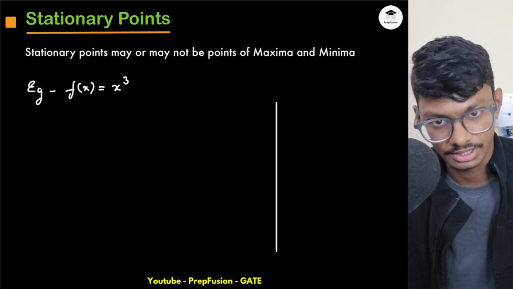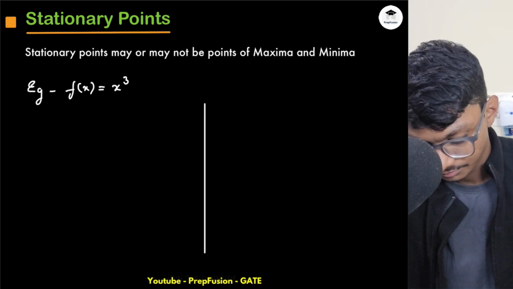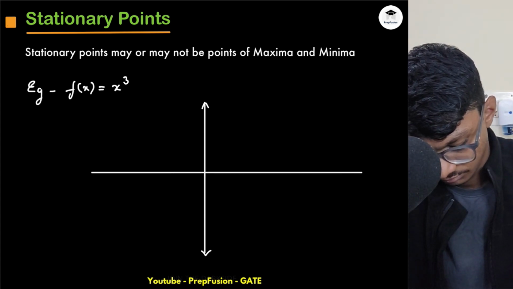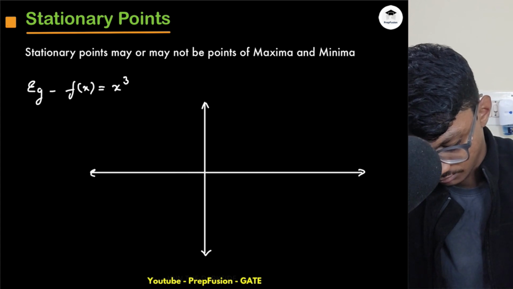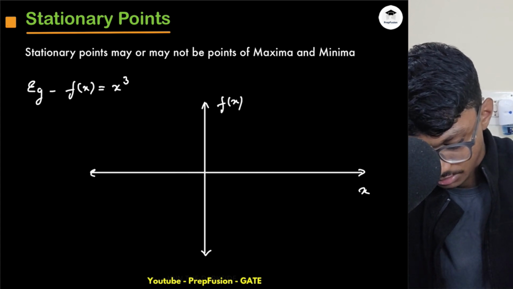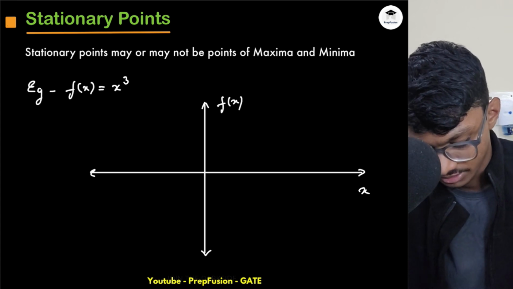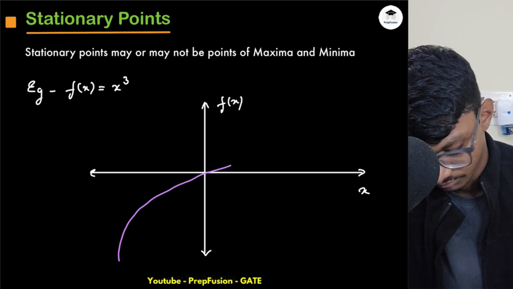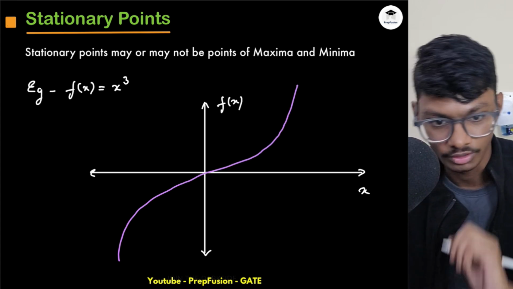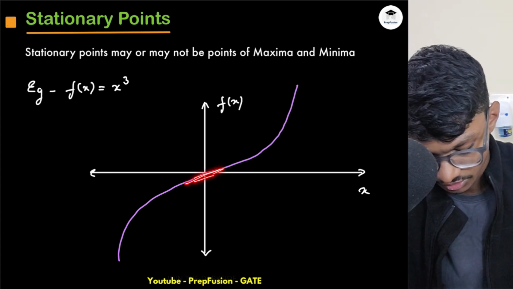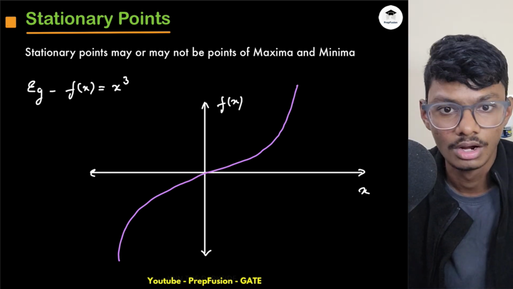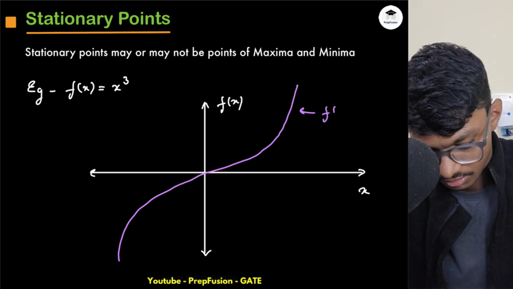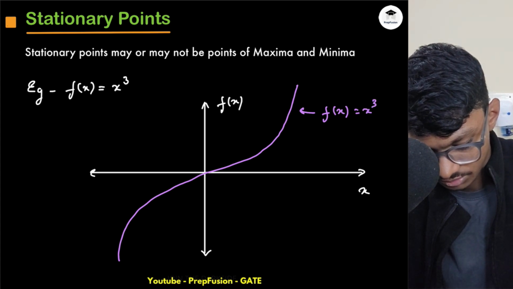So if I draw the graph for this, x and this f of x, the graph will look something like this. Okay, not exact, but it will look something like this. Around x equal to 0, this will almost go to 0 slope. Okay, so this is f of x equals x cube.